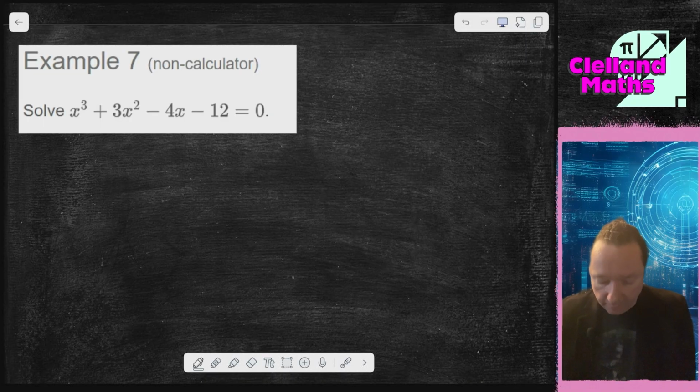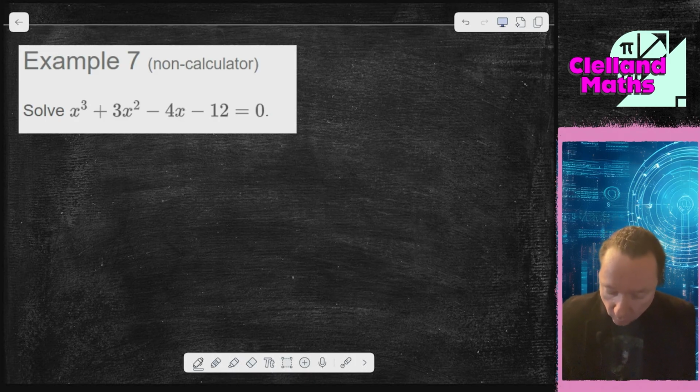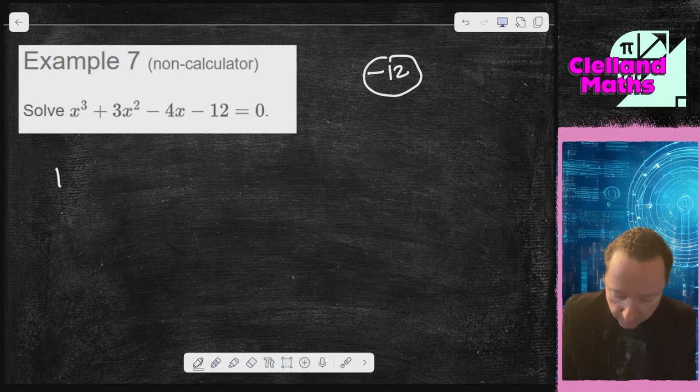So we're done there. Okay, example 7. X cubed plus 3x squared minus 4x minus 12 equals 0. Just to solve it. So we need to find factors that go in. So minus 12 is the number because it's 1x cubed. So we can try 1.